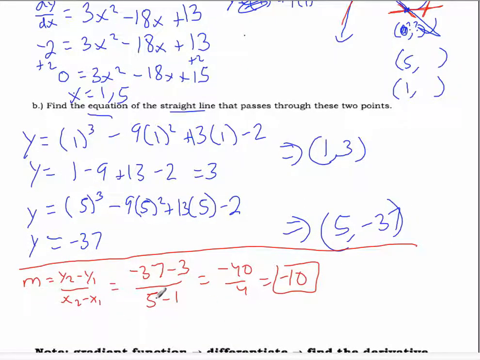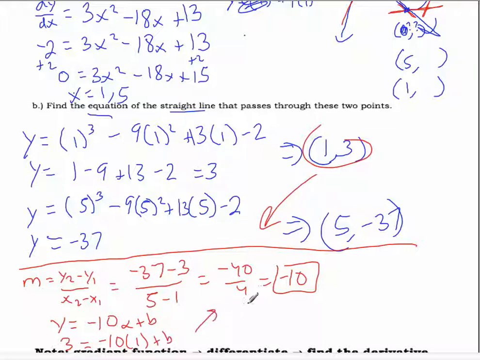We can find the y-intercept now. So we know the equation of a line is y equals mx plus b. So y equals negative 10x plus b. And then we can substitute in one of the points. I'm going to pick this one here to sub in. So I'm going to have 3 equals negative 10 times 1 plus b. So 3 equals negative 10 plus b, and we add 10. We get 13 equals b. So our final answer for the equation of the straight line is y equals negative 10x plus 13.